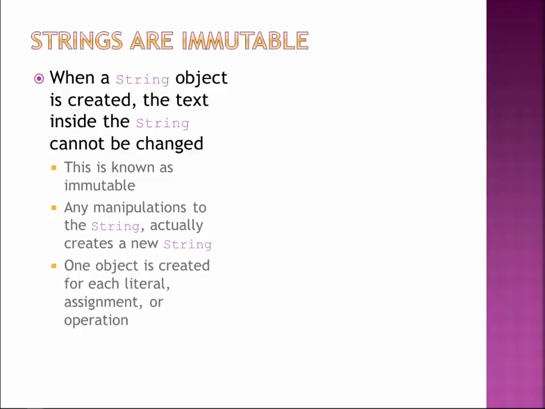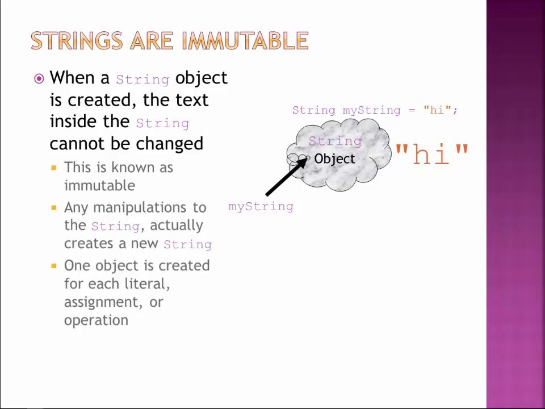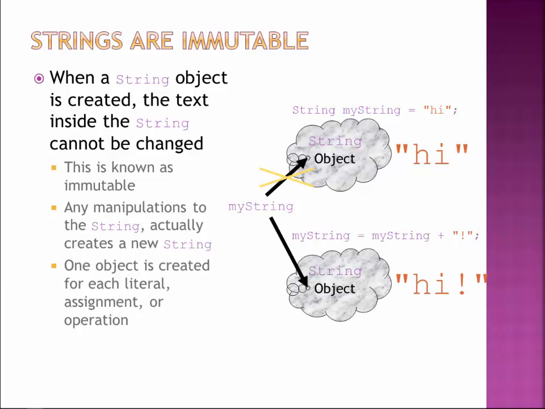But strings themselves are immutable, which means, like we referred to before, you can't change them once you create them. So if I create my string "hi", I create an object with a string inside of it that says "hi". And if I say my string is equal to my string plus an exclamation point, then what happens is I stop pointing to "hi" and I start pointing to a new string that gets created called "hi!". So somewhere out there the word "hi" still exists.